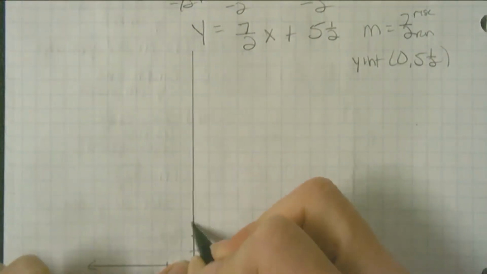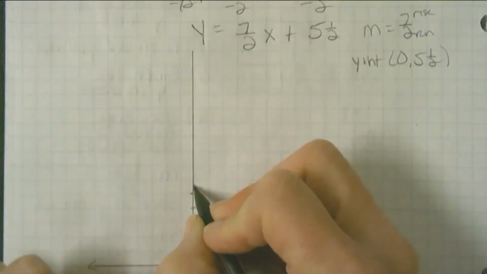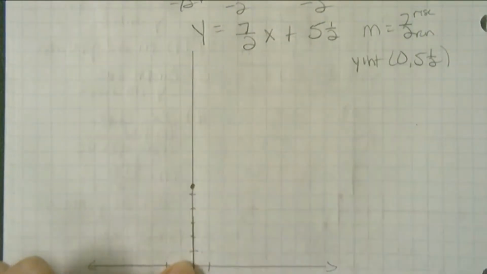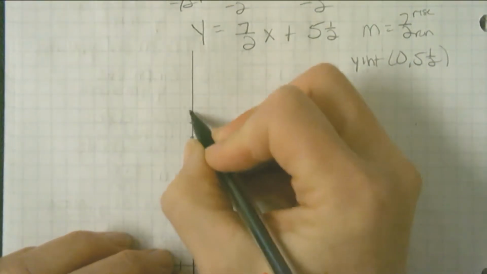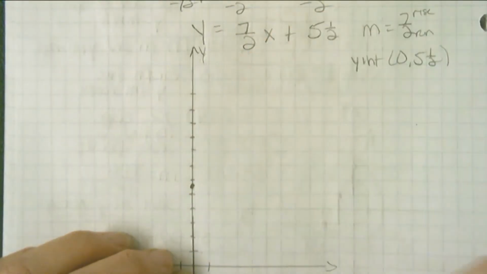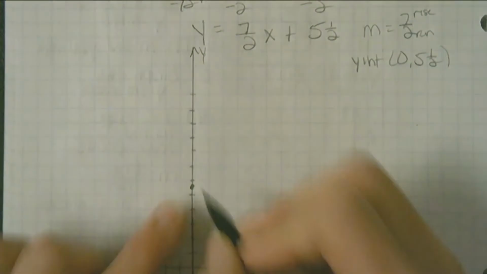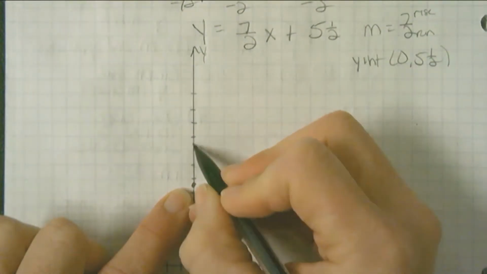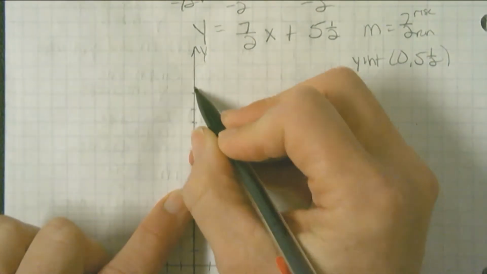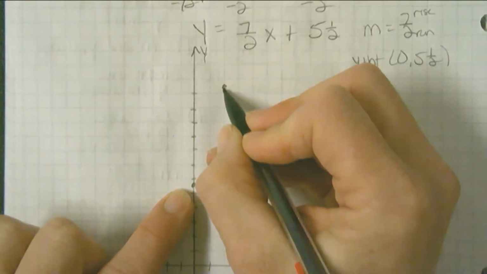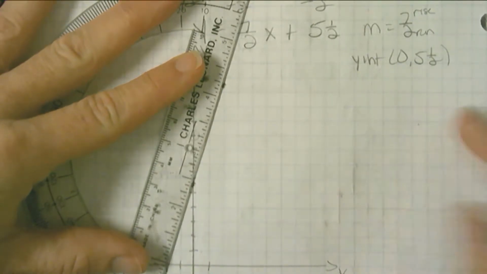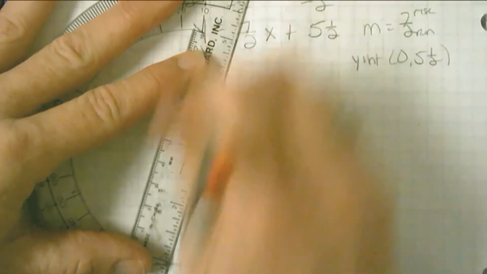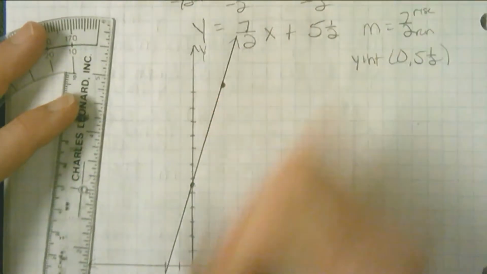So 1, 2, 3, 4, 5 and 1/2. All right, so I have to go up 7 and to the right 2. So 1, 2, 3, 4, 5, 6, 7 over 2. So this would be my graph. I mean, technically you only need 2 points to draw a line, but I'd like to have 3 if I can.